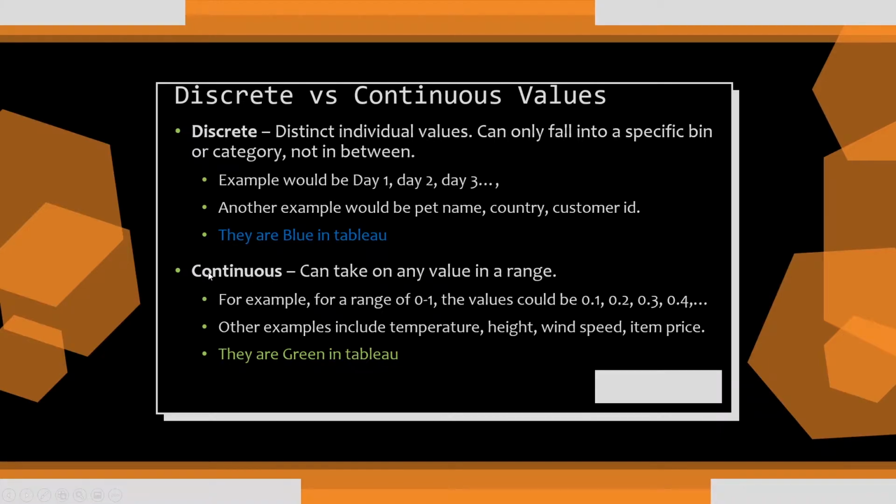Then you have continuous fields, and continuous fields are just like the name, they're continuous. It can take on any value in a range. An example would be a range of 0 to 1, which means any value in between 0 and 1. That's 0.1, 0.2, 0.3, 0.4, and so forth. Other examples could include temperature, height, wind speed, or stock price, which could take on any value. And these are usually green in Tableau.